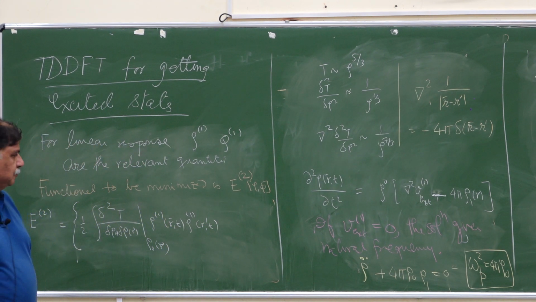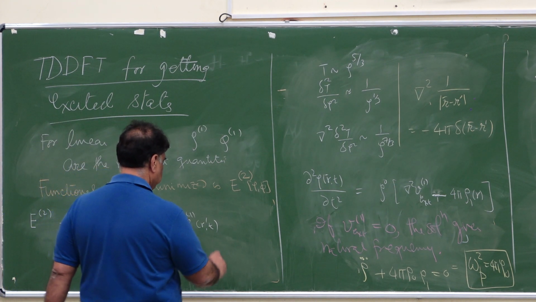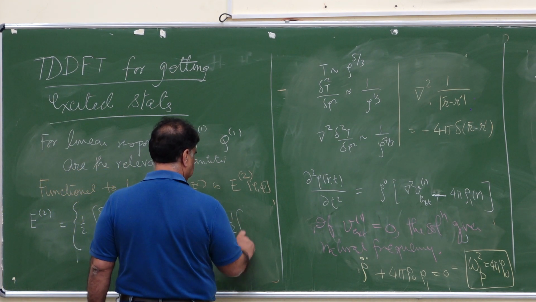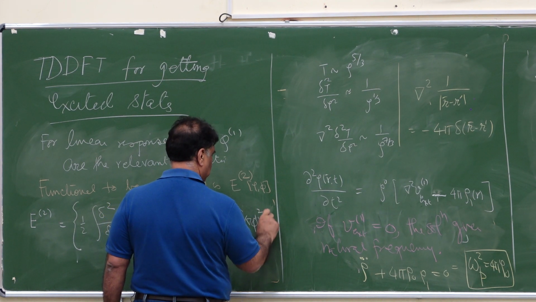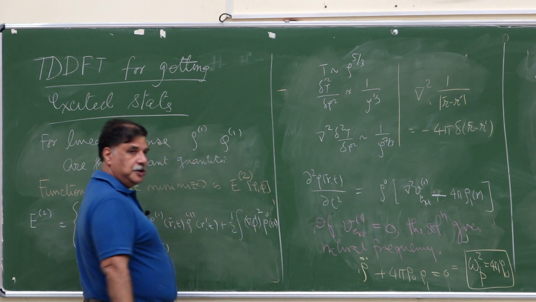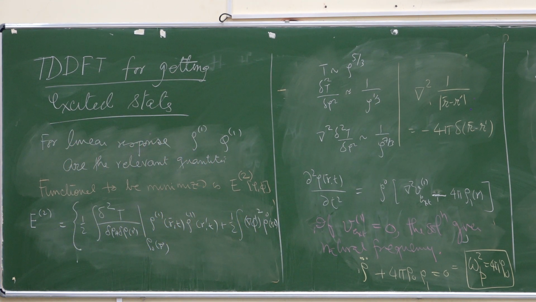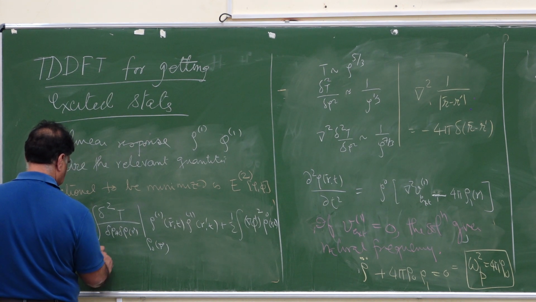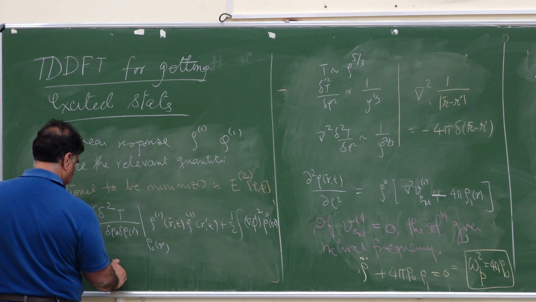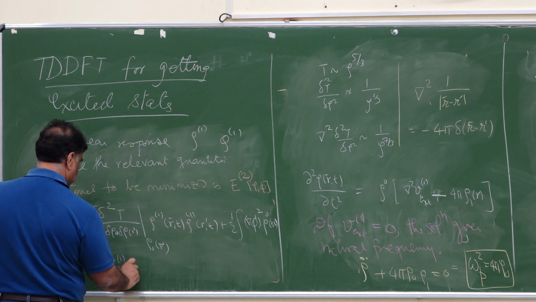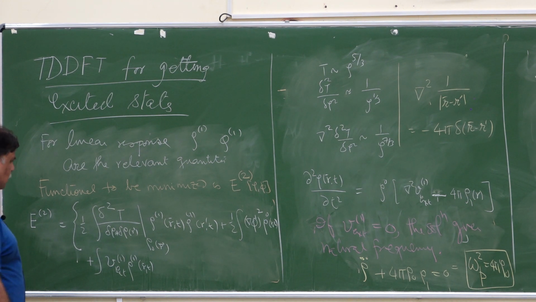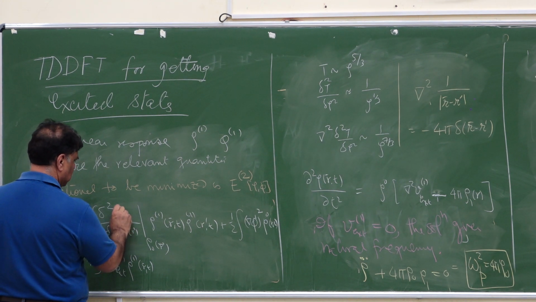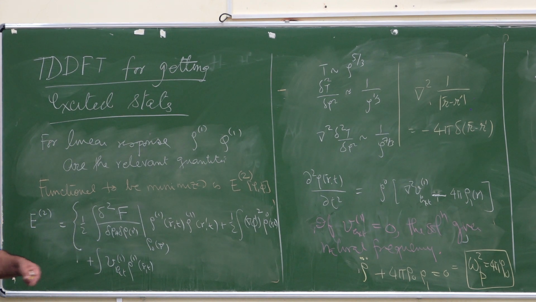Kinetic energy term. I'm writing the second order: plus 1/2 integration del phi 1 squared rho 0 R T, plus integration V external 1 rho 1 R T. In fact, since I'm writing F, I can write this as F T plus V plus all that. Alright?